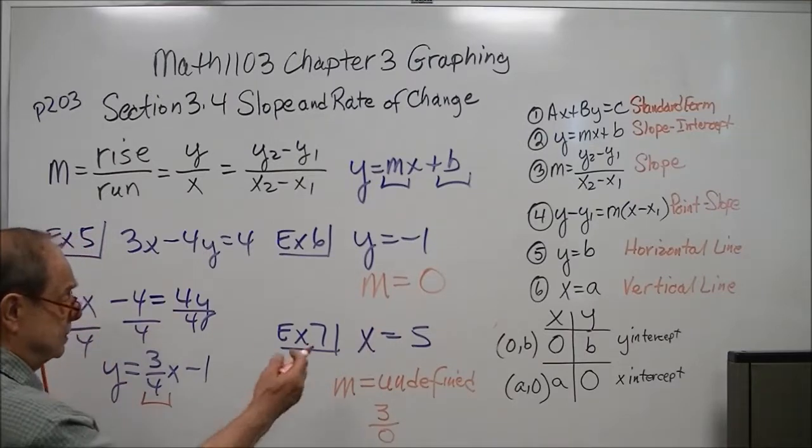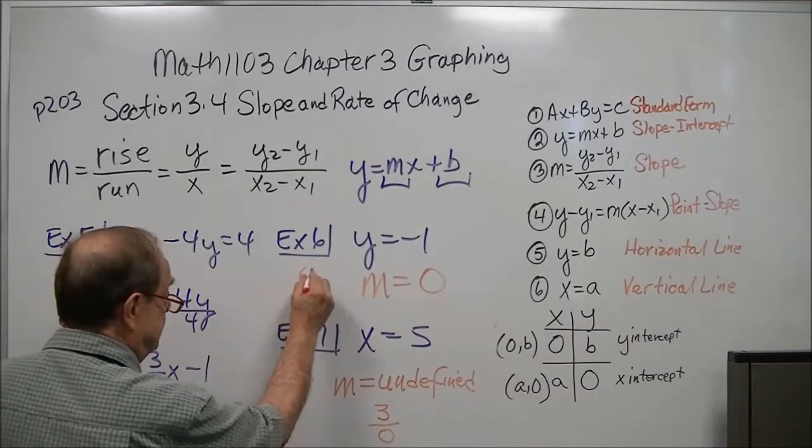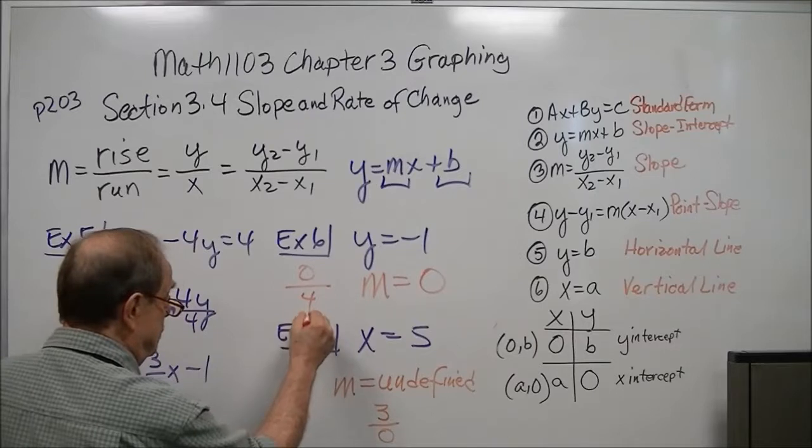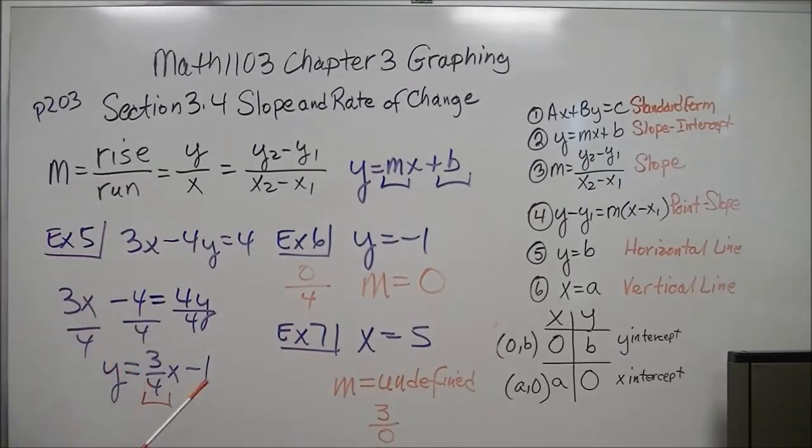And when we did this one, it ended up as 0 in the numerator over, let's say, 4, or whatever number you happen to get. So 0 divided by any number other than 0 is 0. So these are special cases. Horizontal lines, the slope is 0. Vertical lines, the slope is undefined.